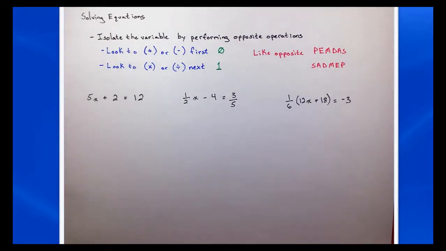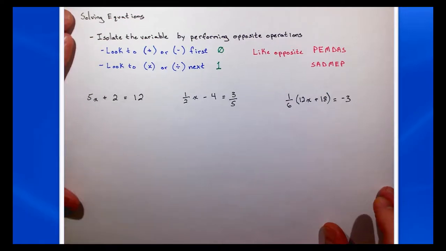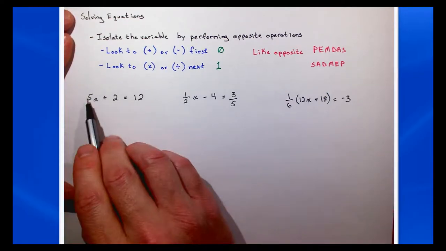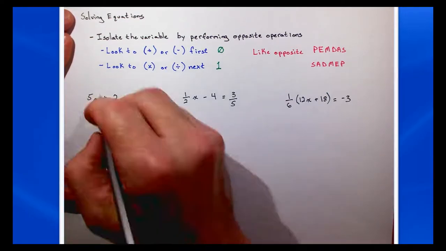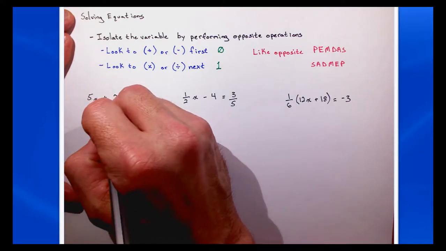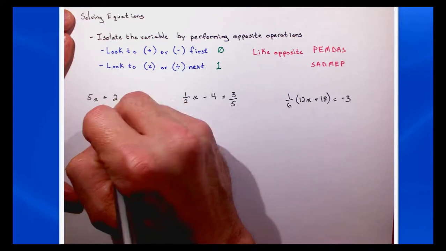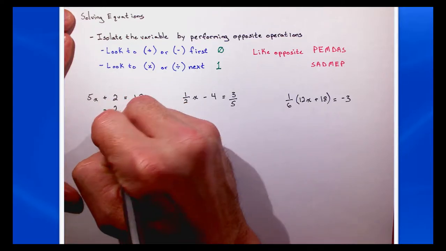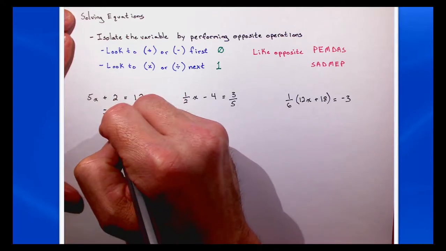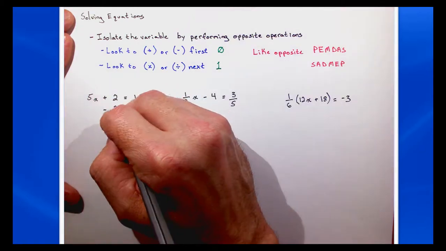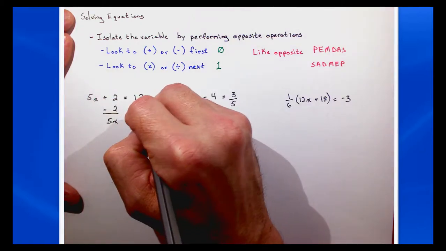Alright, so let's look at the first one. So the first thing I'm going to do is think, I need to get x by itself. So I'm going to look to add or subtract first. I'm going to do the opposite. So this is a plus 2, so I'm going to say minus 2 or subtract 2. 2 minus 2 is 0, so I just pull down my 5x, and what I do to one side of the equation, I have to do to the other.